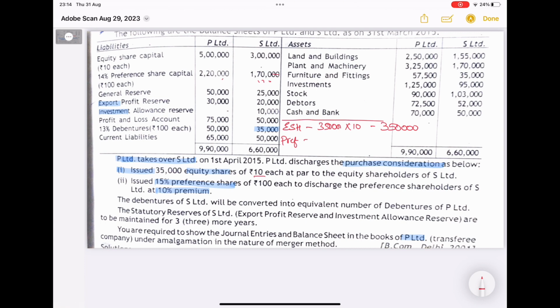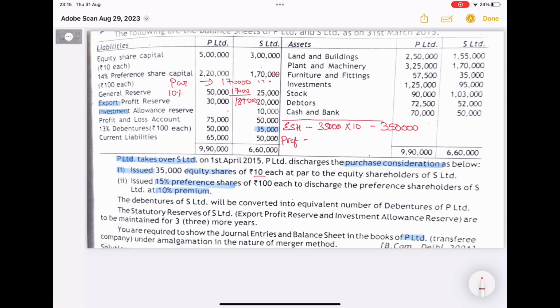1,70,000 shares. This 1,70,000 is the par value. Par value means nominal value. These shares are given at 10% premium. So 1,70,000 into 10% will be 17,000. If you add both, we will get 1,87,000, which is the value of preference shares.